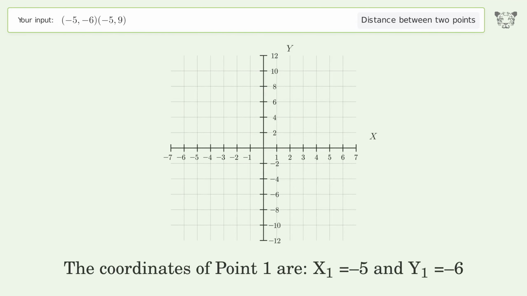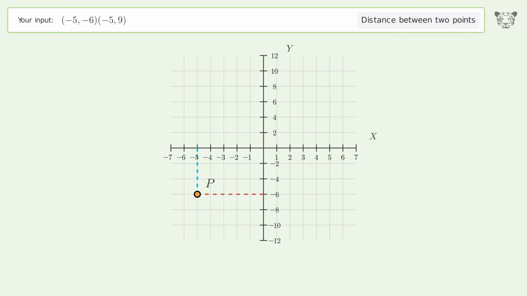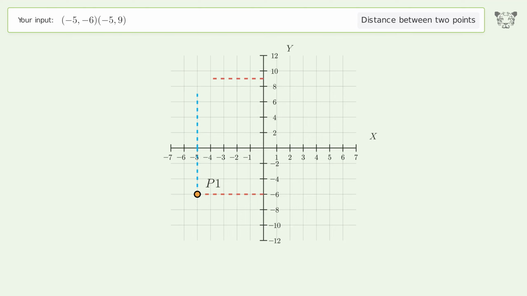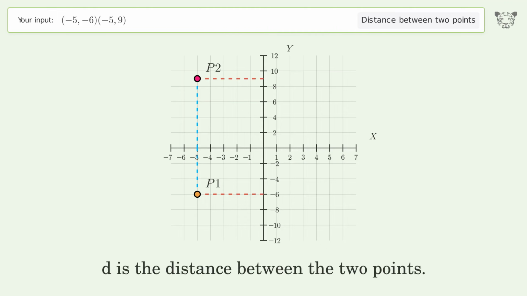The coordinates of point 1 are x1 equals -5 and y1 equals -6. The coordinates of point 2 are x2 equals -5 and y2 equals 9. D is the distance between the 2 points.